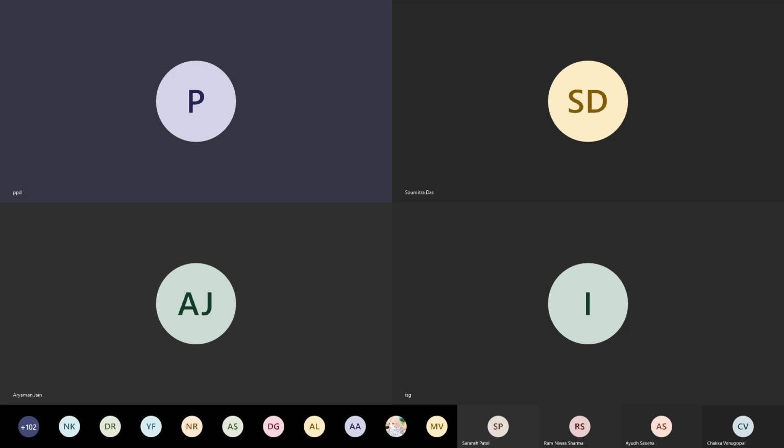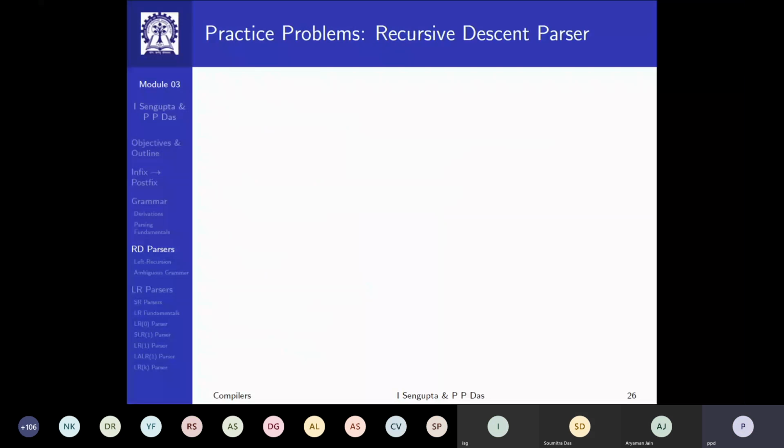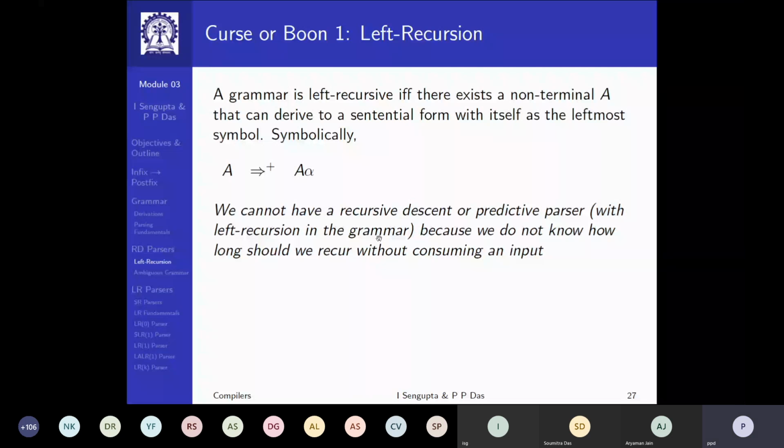Let me continue with what Aryaman was suggesting. Let us look at two issues of recursive descent parsers, top-down parsers. The first issue is what we have already discussed, which is left recursion. Now I'm putting a formal definition, which you should learn. A grammar is left recursive if and only if there exists at least one non-terminal A that can derive a sentential form with itself as the leftmost symbol.